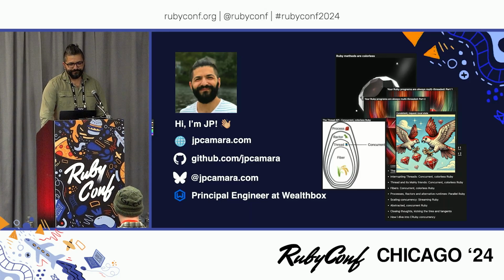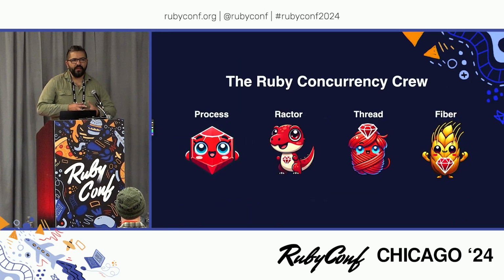So today we're going to talk about a group that I affectionately refer to as the Ruby concurrency crew. That consists of processes, Ractors, threads, and fibers.